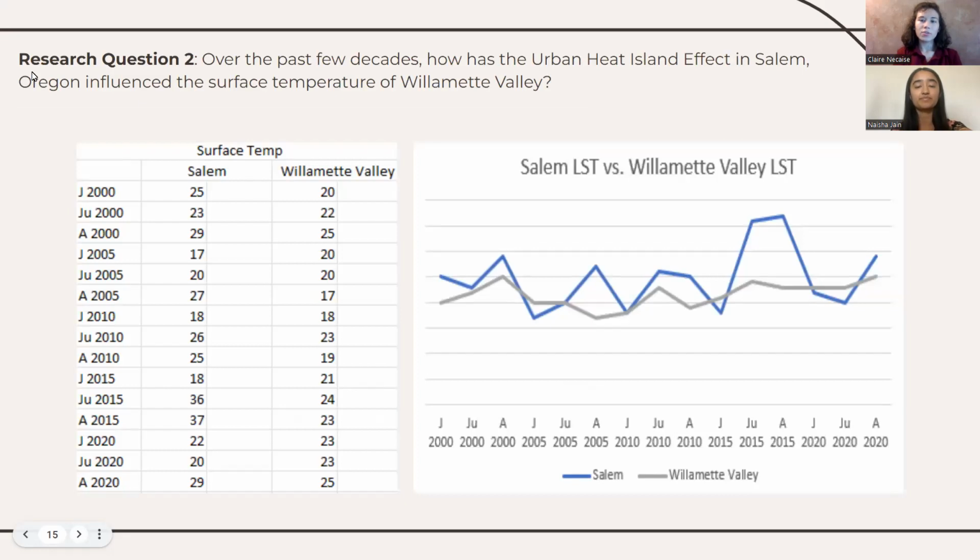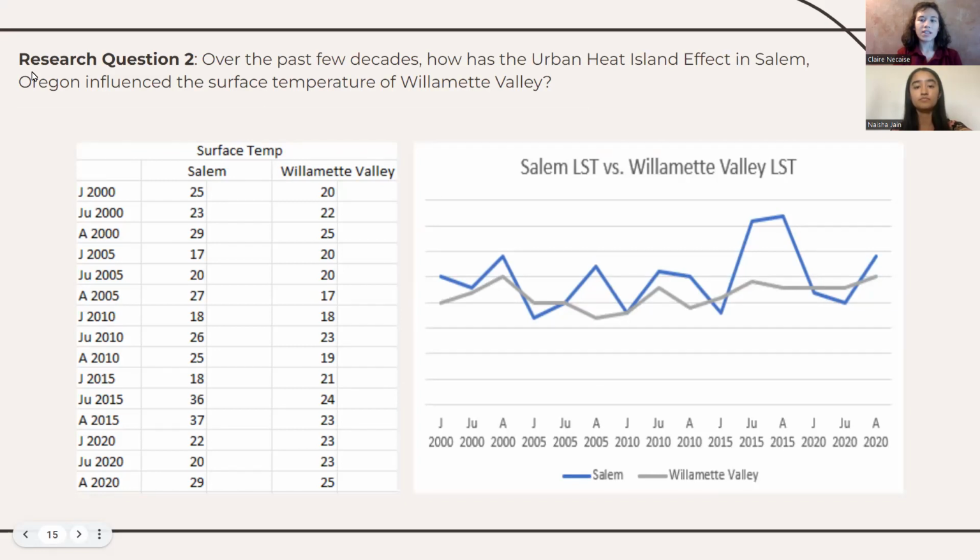So for question number 2, we looked at how the LST of Salem was specifically influencing the LST of Wilmette Valley. This slide shows the specific correlation of the LST in Salem compared to that of the Wilmette Valley. On the left is the surface temperature for both Salem and Wilmette Valley during the summer months, ranging from the years 2000 to 2020 in 5-year intervals. On the right is a clearer visualization chart of this same data.